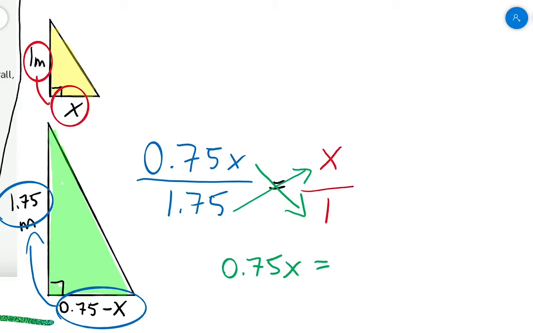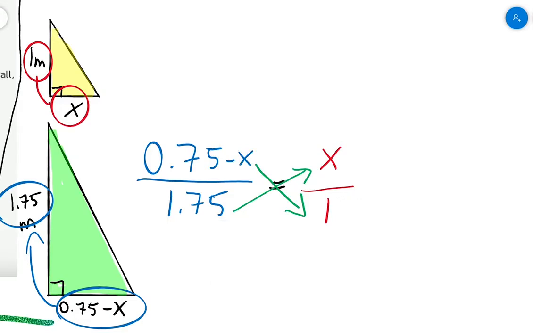Take a second. Actually, this is a good experience. This is a good lesson. Take a second, pause the video, figure out where I went wrong. You should be shouting it at your screen. Take a moment. See if you can figure out where I went wrong. Ready, set, go. So this isn't 0.75x. This is 0.75 minus x.